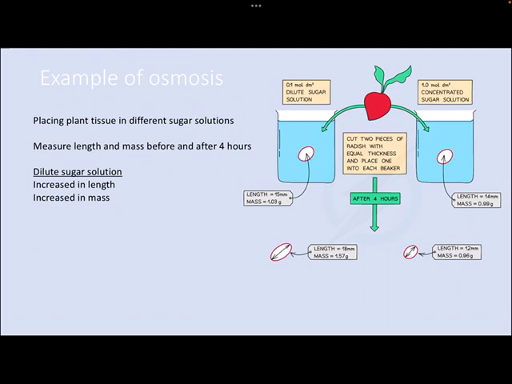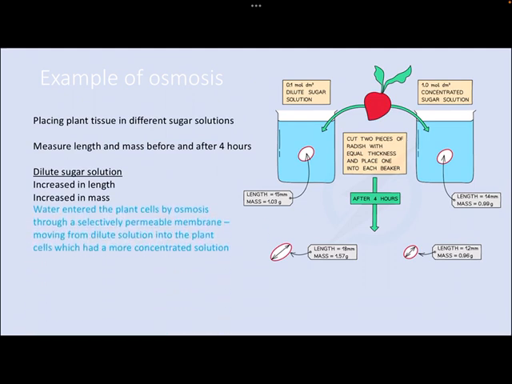So if you were being asked to explain why, we can say that they have increased in mass as water has moved in by osmosis, for 1 mark, through a selectively permeable membrane, for another mark, from a dilute solution in the beaker into the plant cells, which is a more concentrated solution, for the final mark.